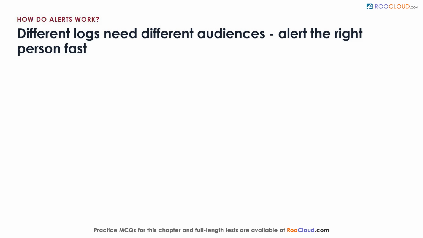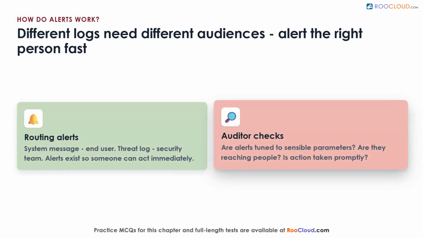What happens once an event looks dangerous? You alert the right person fast. Different logs need different audiences. A routine system message might just notify the end user. A threat log should wake up the security team. Alerts exist so someone can act immediately.